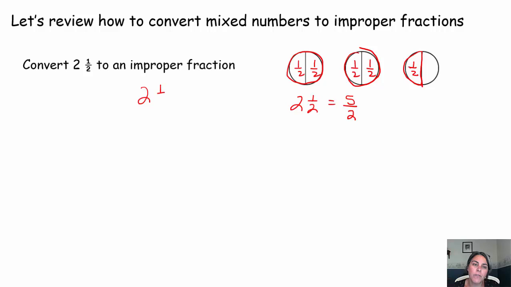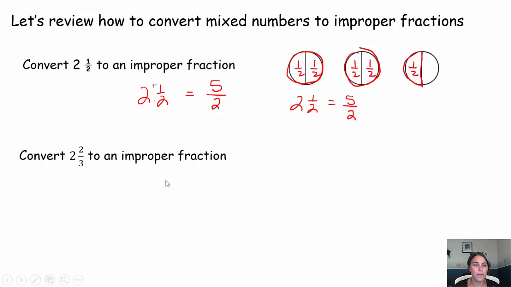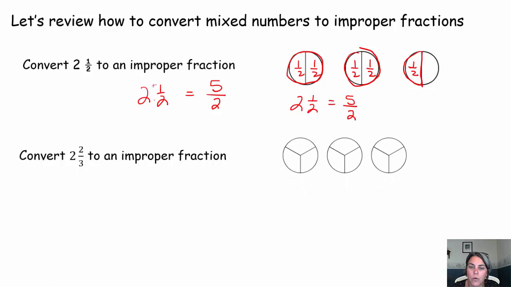And hopefully you remember from years past, if you don't have pictures or the pictures aren't helpful, 2 times 2 is 4 plus 1 is 5 halves. I always tell you to multiply that and then add that on. Let's try one more. Convert 2 and 2/3 to an improper fraction. So we have 2 whole circles. I broke my circles into thirds, 2 whole circles, and then another 2/3 of the final circle. So this represents 2 and 2/3.